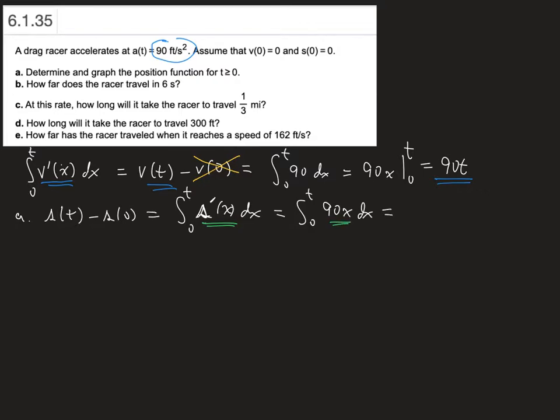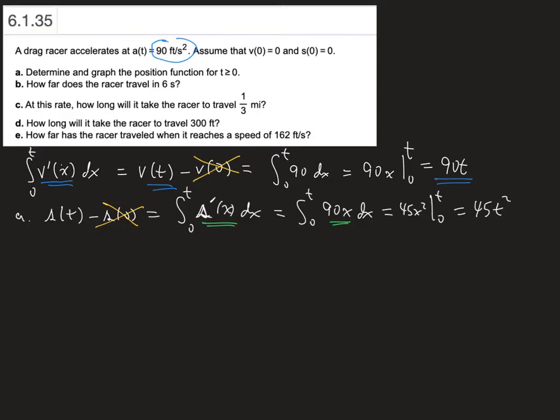So if I do this antiderivative, this will be 45x squared evaluated from 0 to t, which is just 45t squared. Now again, that 45t squared is the difference between s of t and s of 0. But again, we're also given that s of 0 is 0. So just like the other time, this can be ignored, not because it's not important in the fundamental theorem of calculus, but because it's given in the problem to be 0. So this will be our answer to part A.